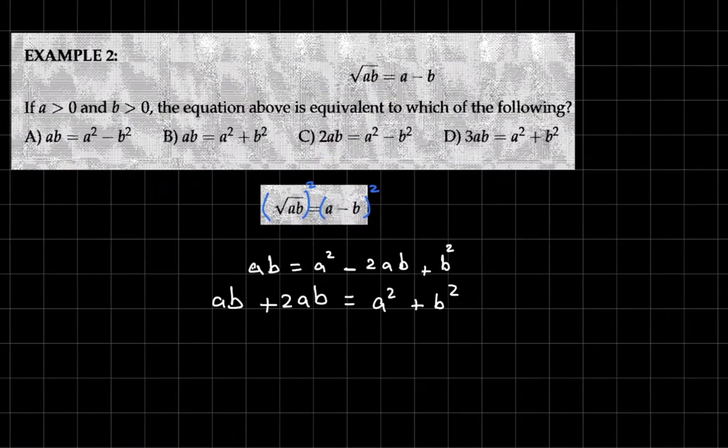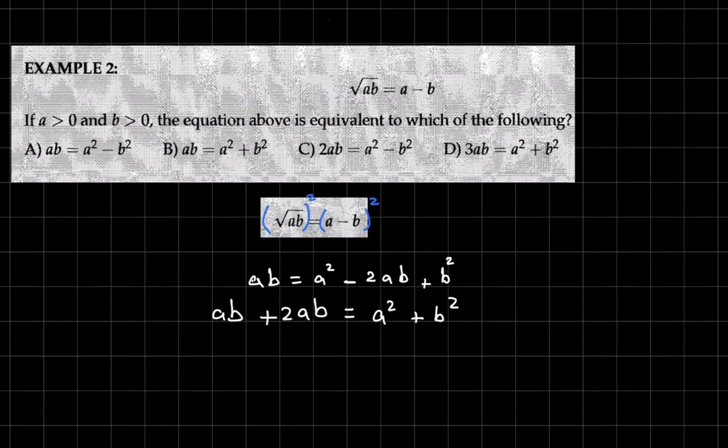AB plus 2AB, how much? Right, 3AB equal A squared plus B squared. So what is the correct answer? The correct answer is D. Let's see the next example.